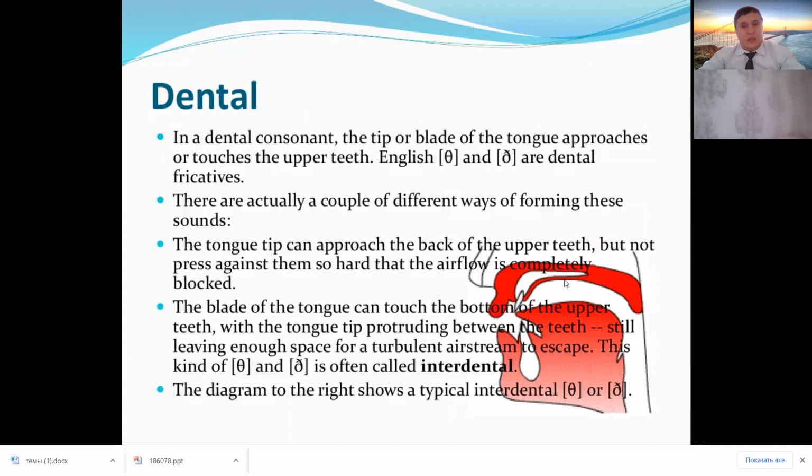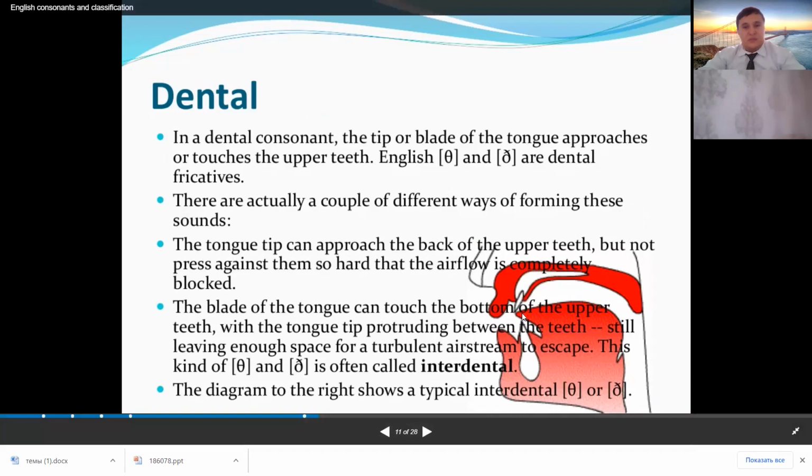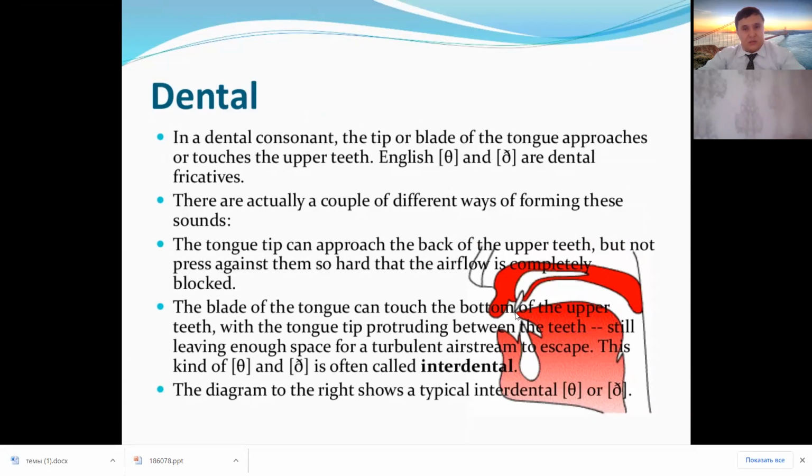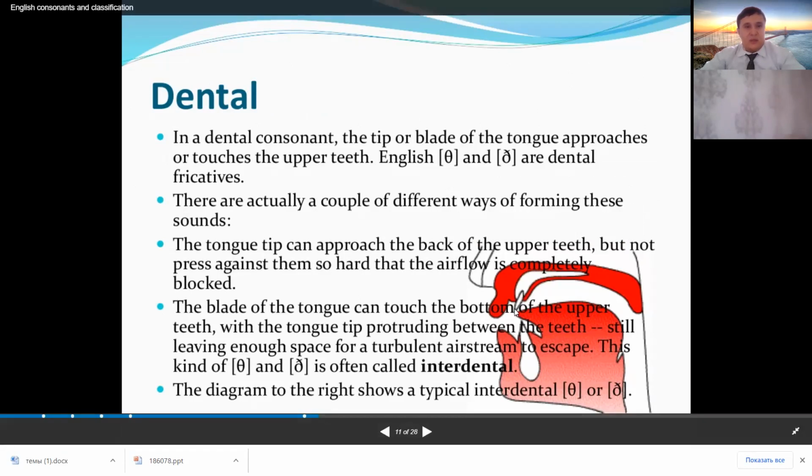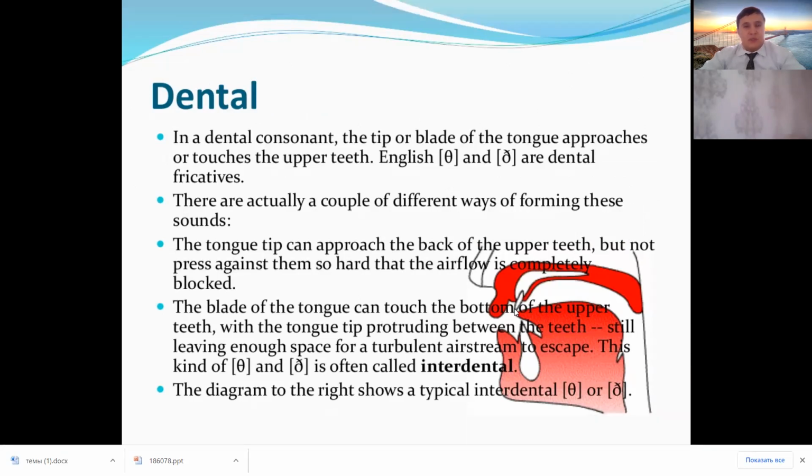The next types of sounds are dental. In a dental consonant, the tip or blade of the tongue approaches or touches the upper teeth. You can easily observe it in the given picture. Here, the tip of the tongue touches the upper teeth. For example, English th sounds are dental fricatives.